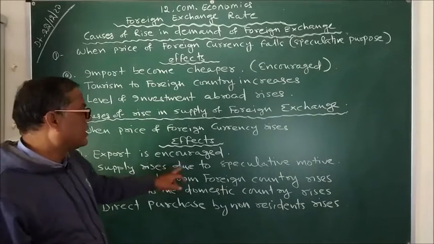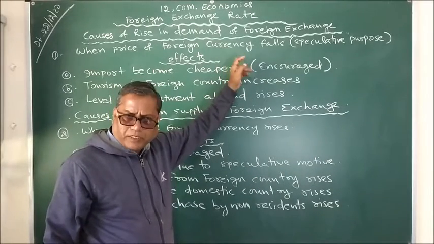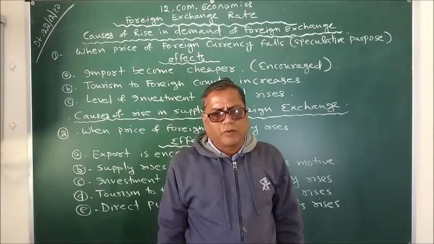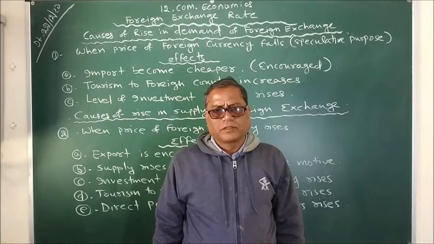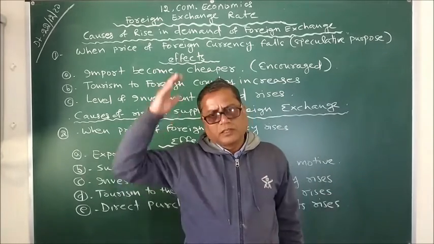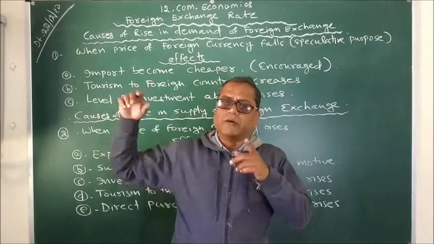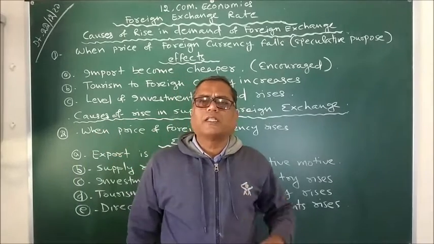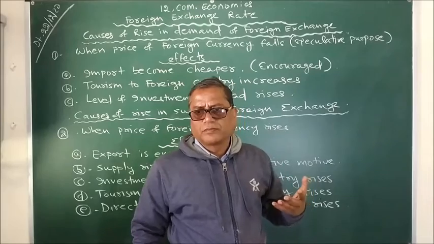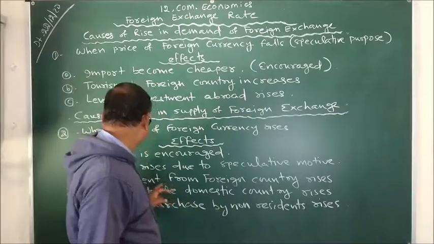Then supply rises due to the speculative motive. The same thing happens here. Previously, Indian people speculated. Now foreigners would speculate. Now they are getting more. Who knows, in future it may be lower. That's why, when previously they were getting 50 rupees, now they are getting 60 rupees. Hence, they would purchase more rupees, because next time the dollar may depreciate.